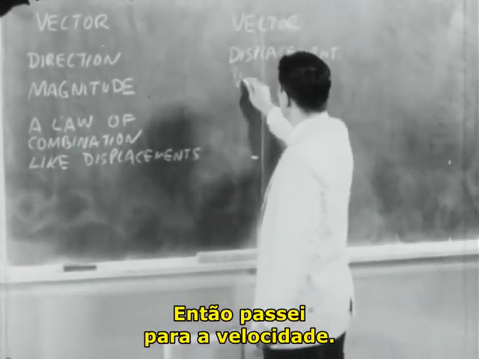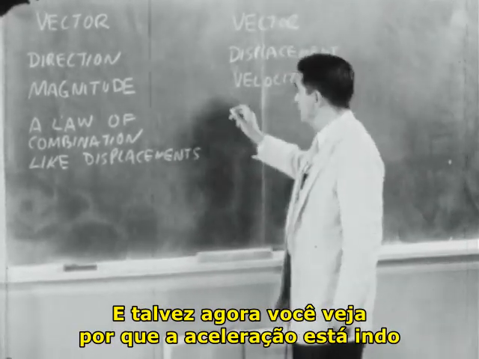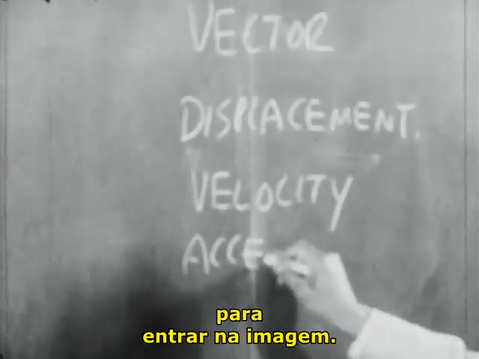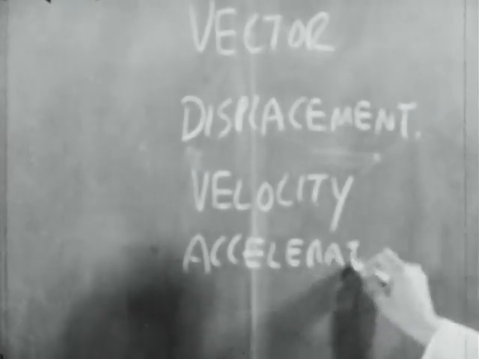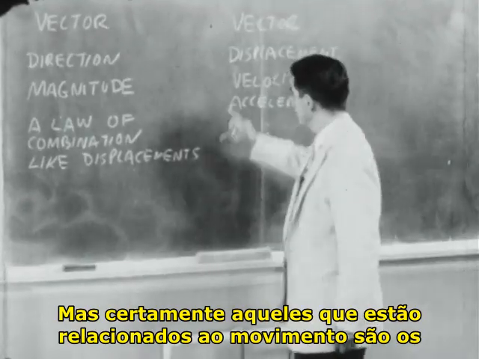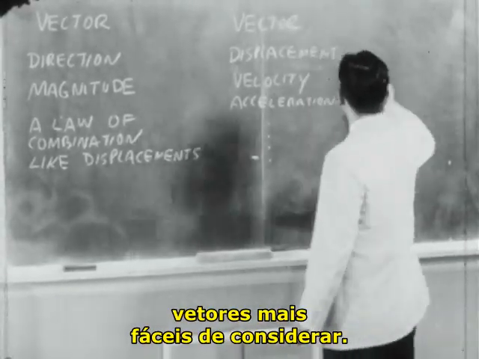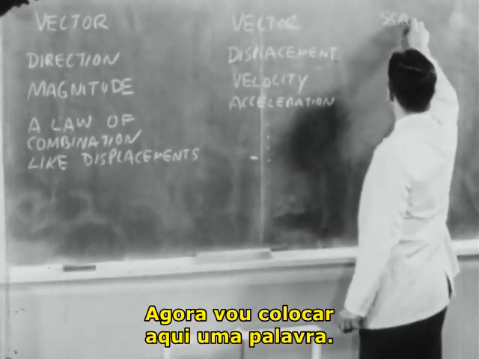Then I went over to velocity. And perhaps now you will see why acceleration is going to creep into the picture. But certainly the ones that are related to motion are the easiest vectors to consider. Now I will put here a word.